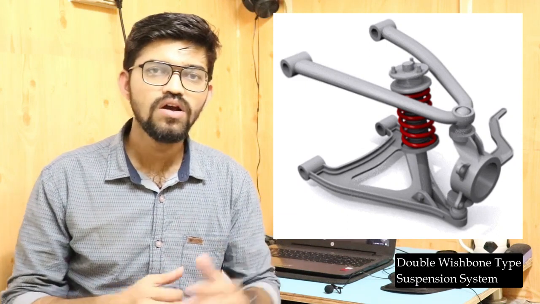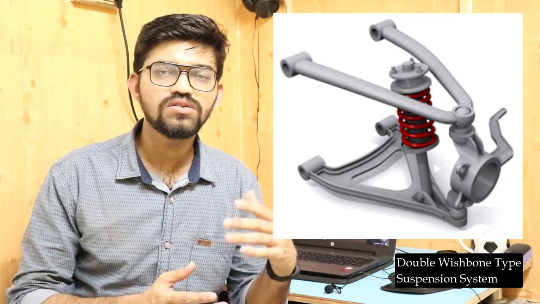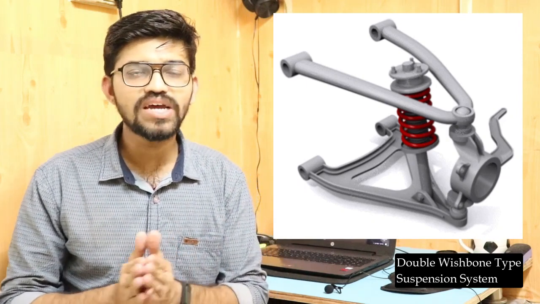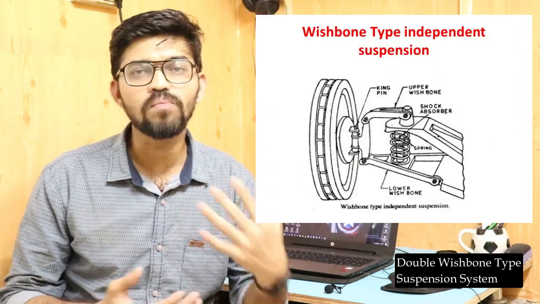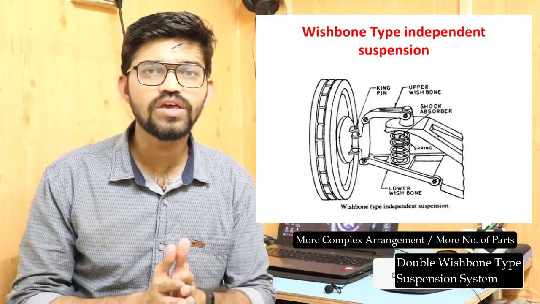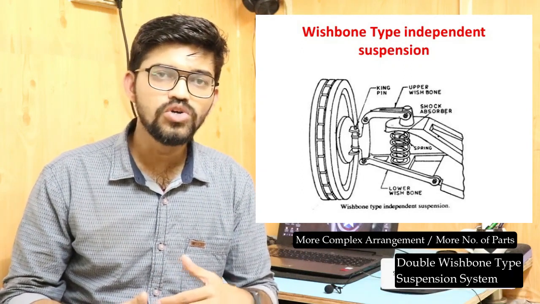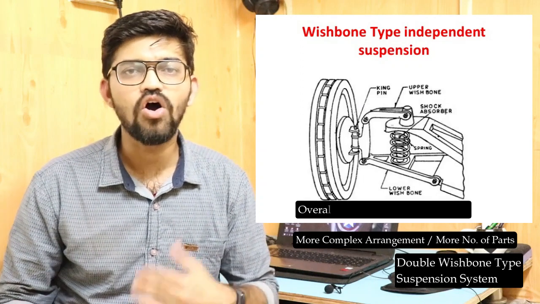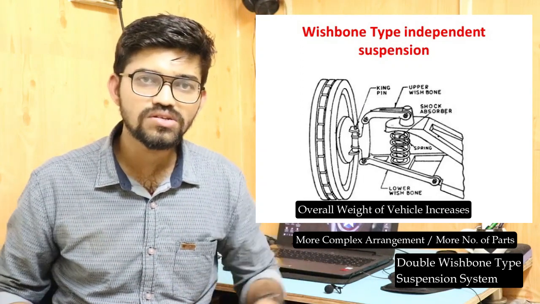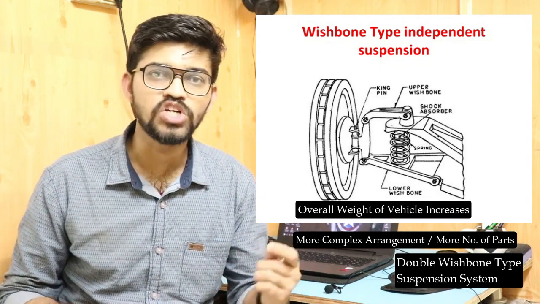As you can see, this is the representation of the double wishbone type of suspension system. It is suitable for the front wheels, and this arrangement is quite complex. There are a lot of parts over here, as you can see, so the overall weight of the automobile will increase. That was just the construction of this double wishbone type of suspension arrangement.